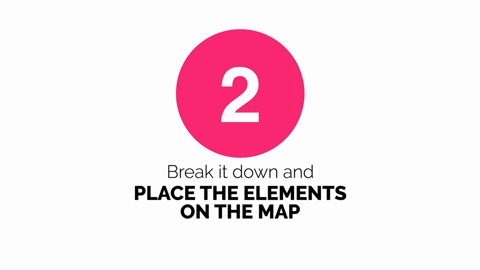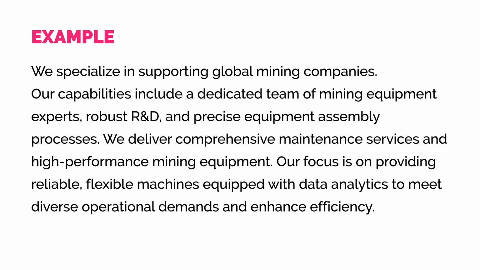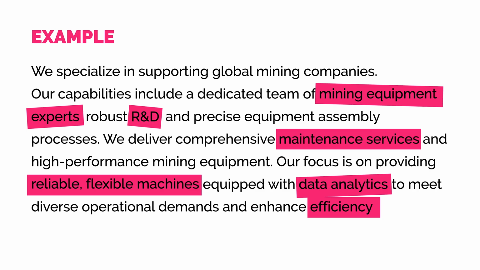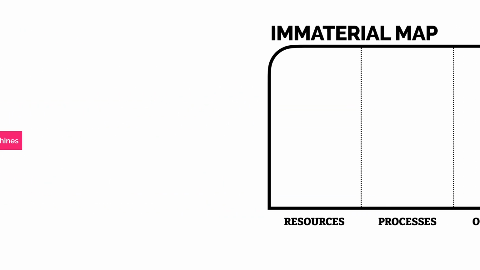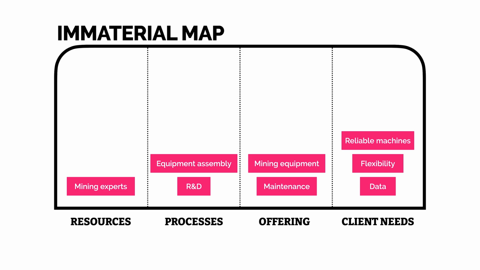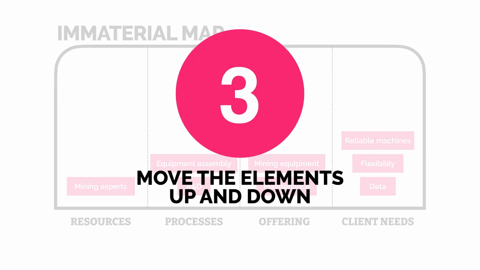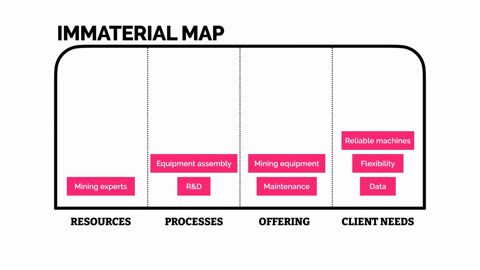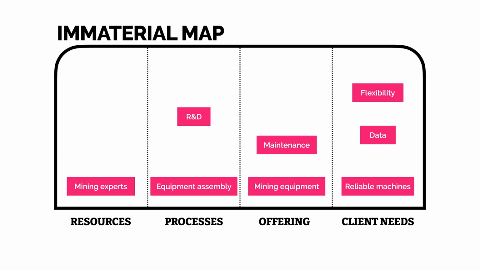For example, from this story, we can easily find the physical components of the business, and we can also find other meaningful elements. But you don't have to think at this point if they're immaterial or material. Next, we will start moving those elements up and down. For example, R&D could be considered to be more intangible than equipment assembly. Or maintenance can be seen as more intangible than mining equipment.